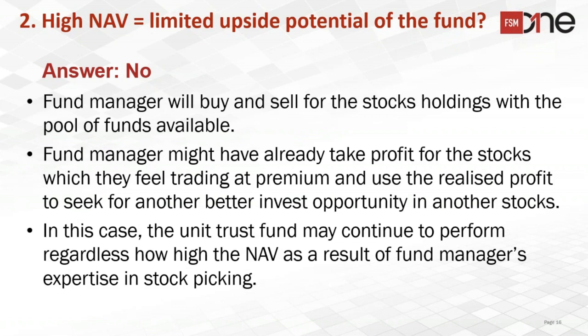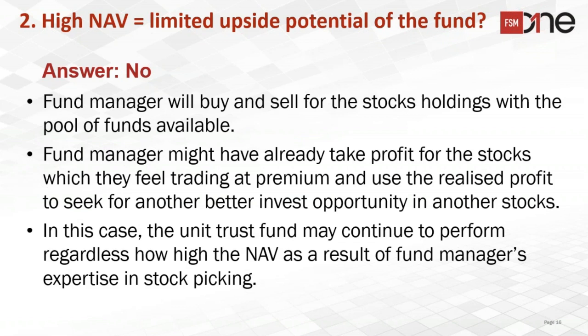So the fund manager might sell off Public Bank shares if they think the stock is already trading at a very high premium. And then the fund manager may use the sale proceeds, or the realized profit, to invest in a more potential stock counter. For example, our company, iFast share. So in this case, if iFast share continues to rise, that particular unit trust fund's NAV may continue to go up regardless of how high the NAV is, as a result of the fund manager's expertise in stock picking.